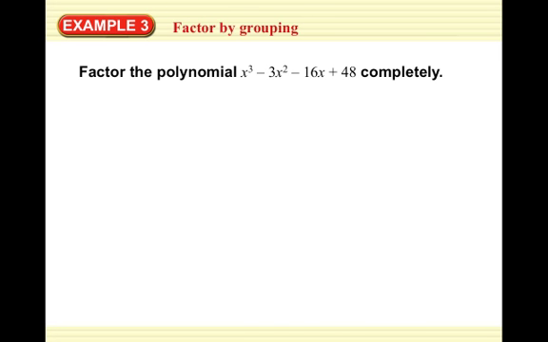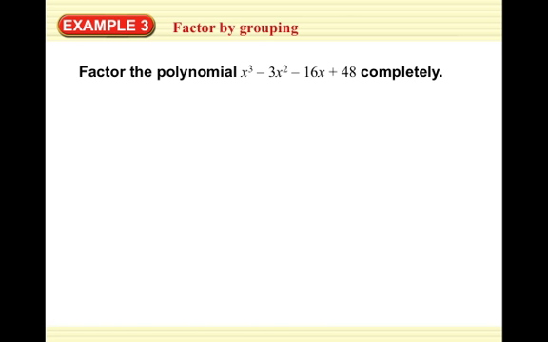All right, let's look at one more example for this video, and then we'll stop and we'll do video 2 for lesson 5.4. We're going to factor by grouping. Well, y'all are great at this because we do it whenever we do the AC method. All right, you're going to factor the polynomial x cubed minus 3x squared minus 16x plus 48 completely.